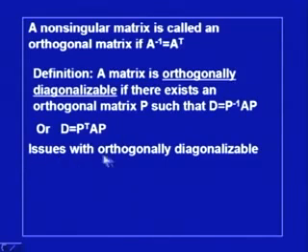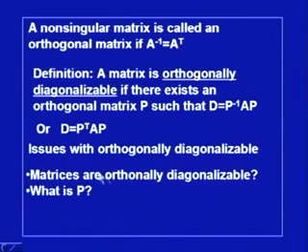Now, there are many issues with orthogonally diagonalizable matrices. The issues are: what are the matrices which can be orthogonally diagonalized, what are the characteristics of such matrices, and if they are orthogonally diagonalizable, then what is P. And once we can find P, then of course P inverse is P transpose, which is simple, and one can easily find out D.